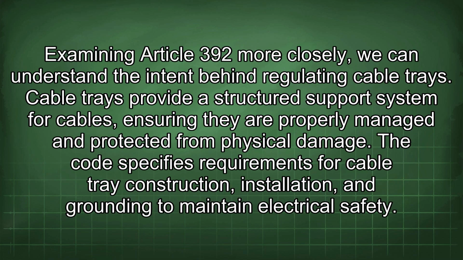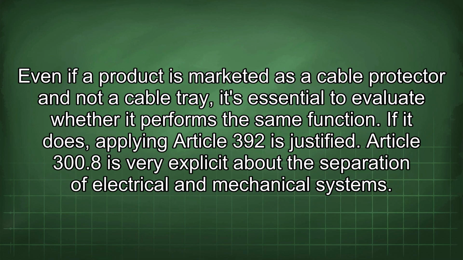Examining Article 392 more closely, we can understand the intent behind regulating cable trays. Cable trays provide a structured support system for cables, ensuring they are properly managed and protected from physical damage. The Code specifies requirements for cable tray construction, installation, and grounding to maintain electrical safety. Even if a product is marketed as a cable protector and not a cable tray, it's essential to evaluate whether it performs the same function. If it does, applying Article 392 is justified.